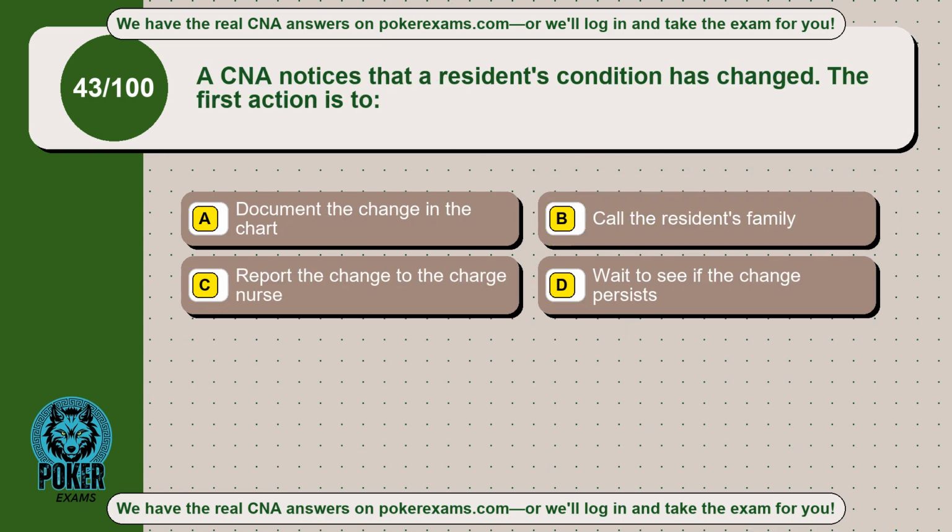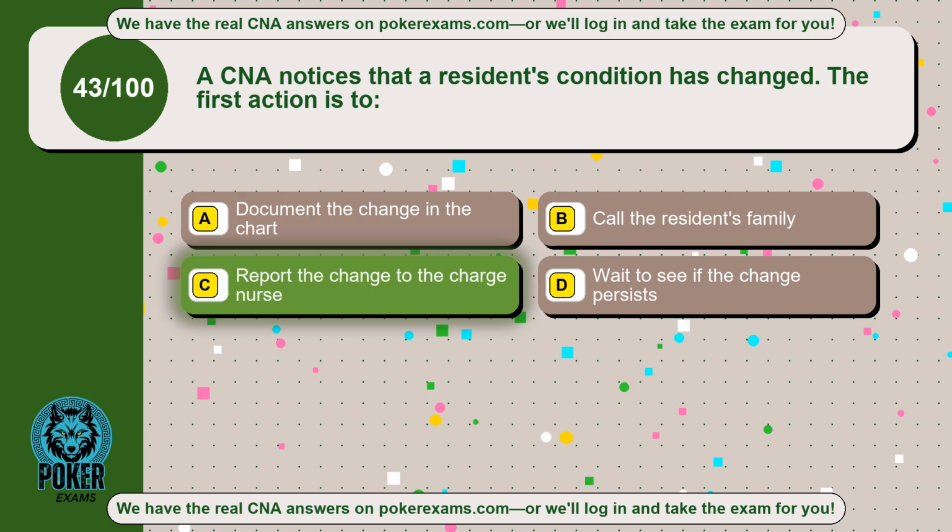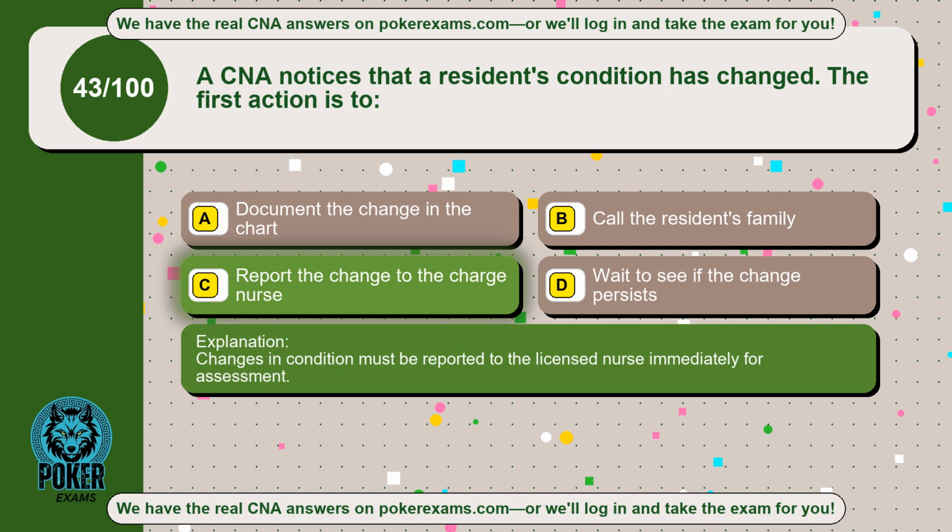Question 43. A CNA notices that a resident's condition has changed. The first action is to: Option A, document the change in the chart. Option B, call the resident's family. Option C, report the change to the charge nurse. Option D, wait to see if the change persists. The correct answer is Option C, report the change to the charge nurse. Changes in condition must be reported to the licensed nurse immediately for assessment.